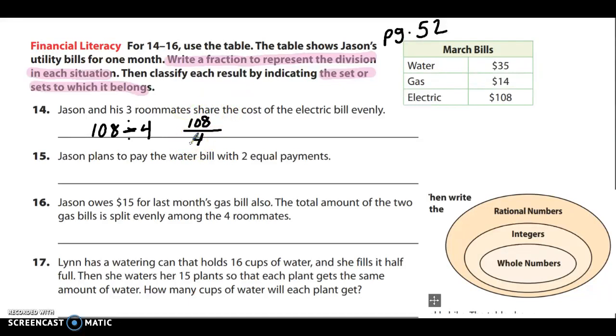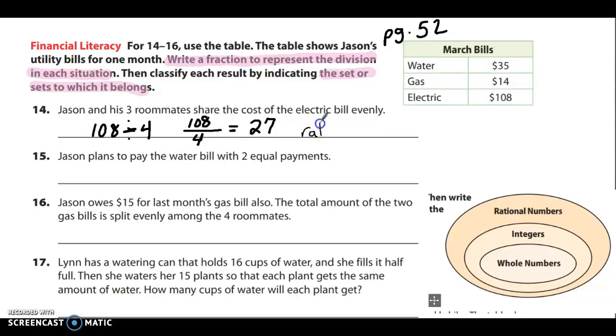Some kids would want to solve it, and you'd be allowed to. 4 goes into 108 27 times. So you could solve that and write $27 each. But the other thing you're supposed to do, so this part of your answer is optional, is identify what kind of number that is. Well, what kind of number is it? If it's written as a fraction, it's a rational number.